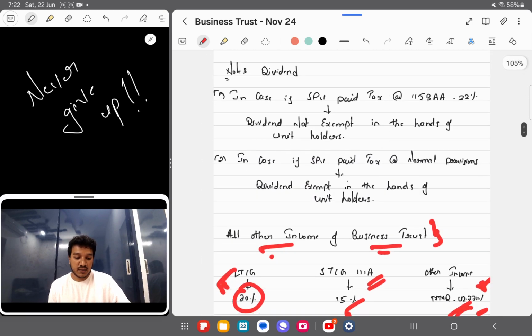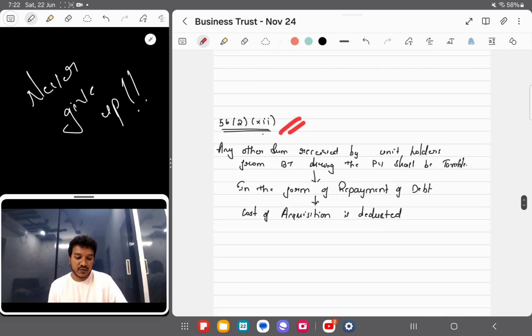So from such repayment, you have to remove the cost of acquisition. Whatever amount is received by unit holders, reduce whatever cost of payment was done at the time of purchasing those units or giving the loan or debt. You have to remove that cost of acquisition, and on the balance amount, it would be chargeable in the hands of unit holders. So this is the latest one, which got amended last year in 2023.